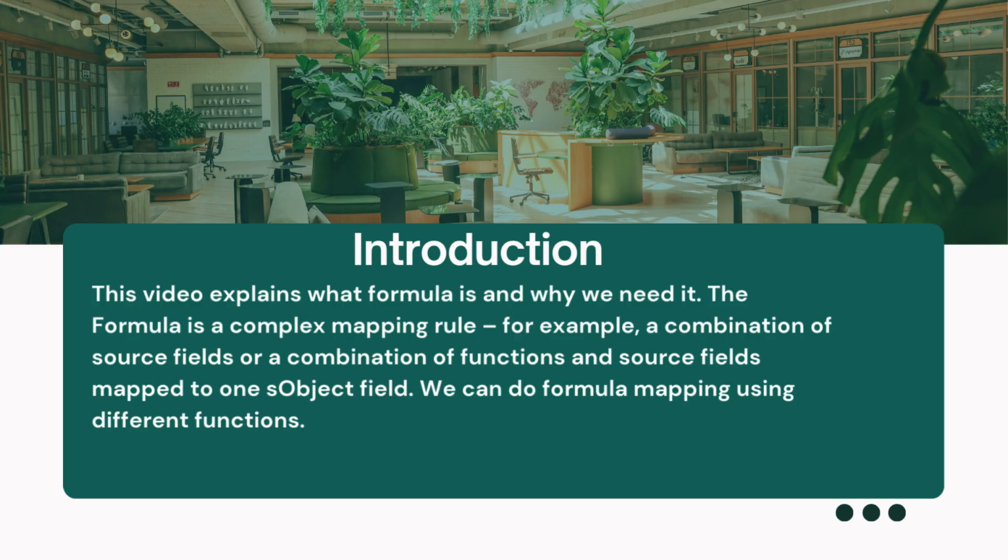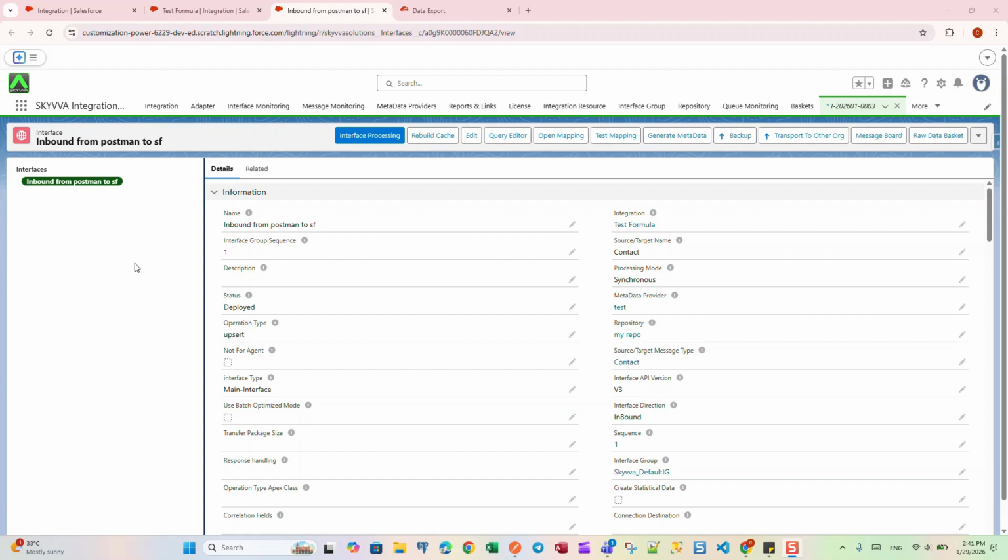We can do formula mapping using different functions. In this video, I demonstrate how to use a formula in mapping. I use Postman as an example to call SKYVVA for integrate and seamlessly push data to Salesforce. If you would like to learn how to send data to Salesforce by calling the SKYVVA for integrate API, be sure to check out another video on our SKYVVA YouTube channel.